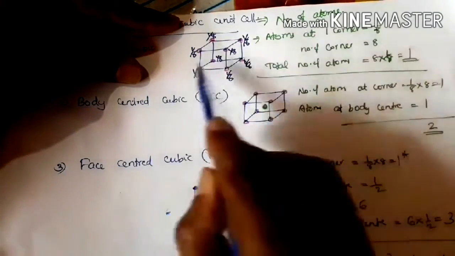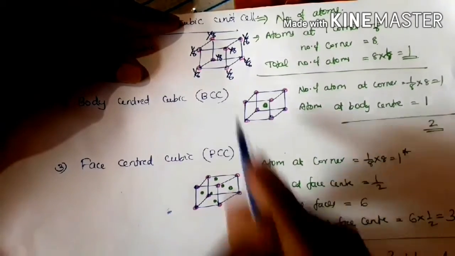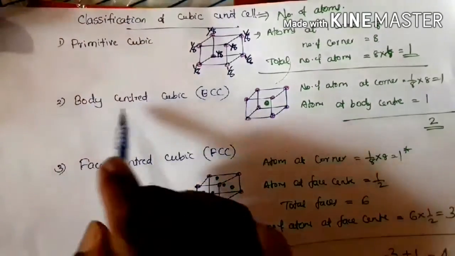Now see, the atom at one corner is 1 by 8th of that atom. The number of corners is 8. Therefore, the total number of atoms is 8 into 1 by 8, which is 1. This is the case of primitive.